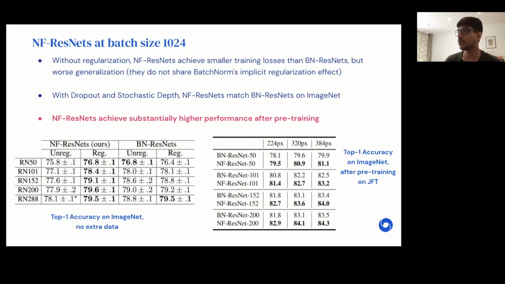At Google, we have this large internal data set called JFT, which is composed of 300 million images. The idea is you pre-train on JFT and then fine-tune on ImageNet. And we see that doing this, we can get substantially better performance with NF ResNets, simply by switching out batch norm with the NF strategy. Our hypothesis is that batch norm's implicit regularization actually hurts convergence on this massive data set. Because NF ResNets do not have this implicit regularization effect, they can much better fit this very, very large data set. And so it performs much better when fine-tuning on ImageNet.